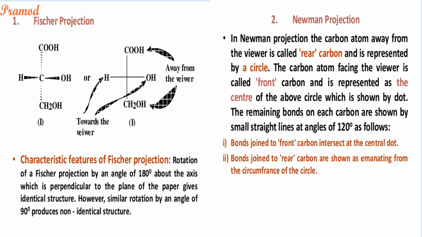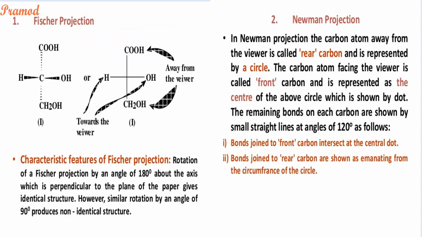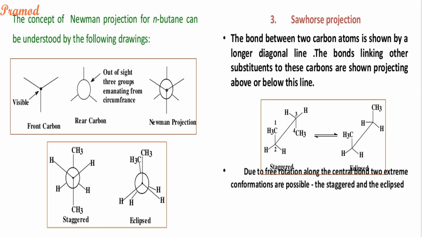The bonds joined to the front carbon intersect at a central dot. You can see in this structure a dot, and the substituents radiate from it. This is how Newman's projection formula looks: the rear carbon as a circle, and the front carbon as a dot with three radiating groups coming out of it. The bonds joined to the rear carbon emanate from the circumference of the circle. This is how you represent it. The best way to represent it is through n-butane. So what is n-butane?